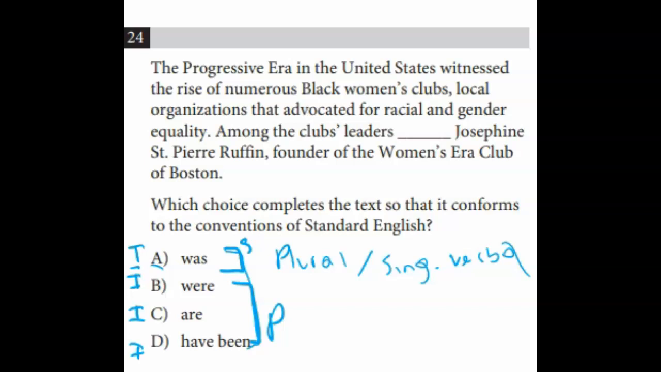But let's look at the question and make sure that that's correct. Among the club's leaders, blank Josephine St. Pierre Ruffin, founder of the Women's Era Club of Boston. Immediately, I think among the club's leaders, blank Josephine, I think this is the subject. We're not talking about the leaders, we're talking about among them was Josephine, and that's singular because we're only talking about her. So I know A is going to be the correct answer because was is the only singular verb there. So, yep, that's why A is the answer to 24.